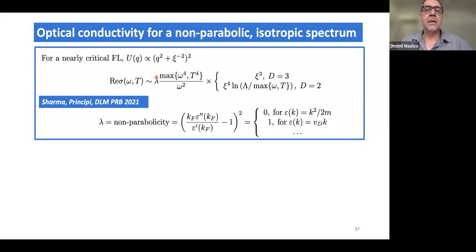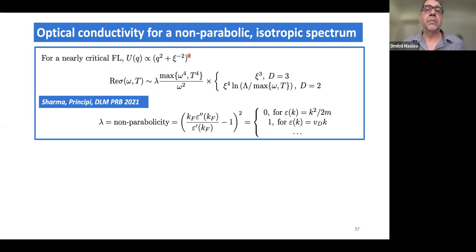This factor lambda is a measure of non-parabolicity. It contains some combination of derivatives of the dispersion such that if we go back to the parabolic case, we get zero. For the Dirac case, we get one, and whatever the dispersion is, as long as it deviates from the parabolic, it's some number.